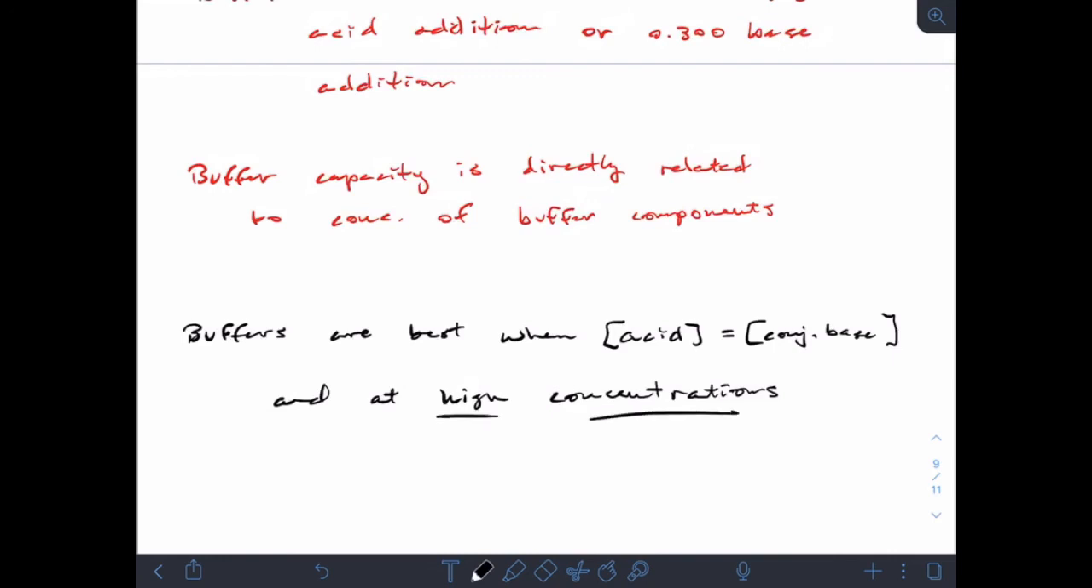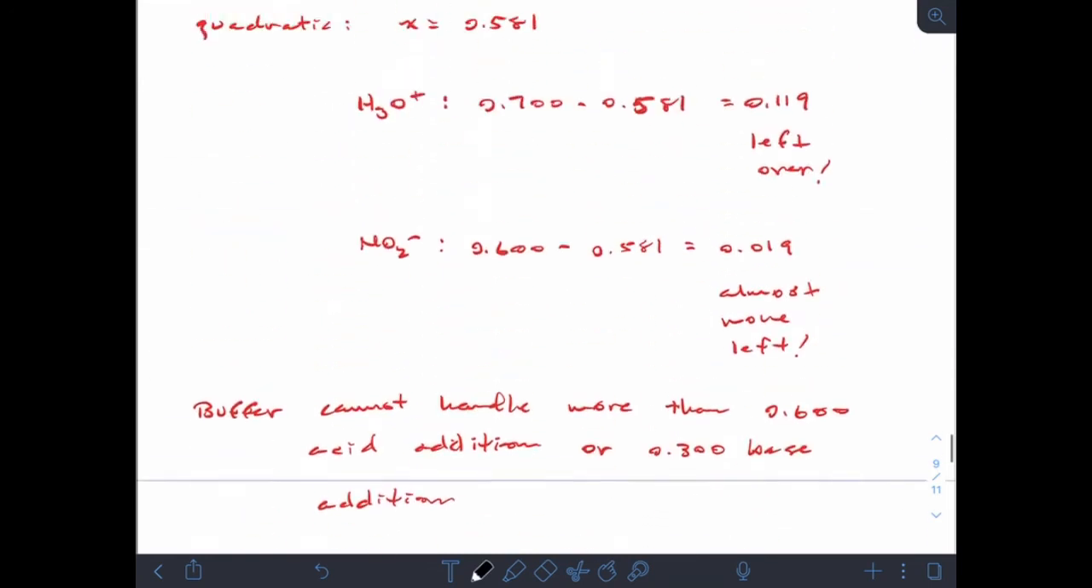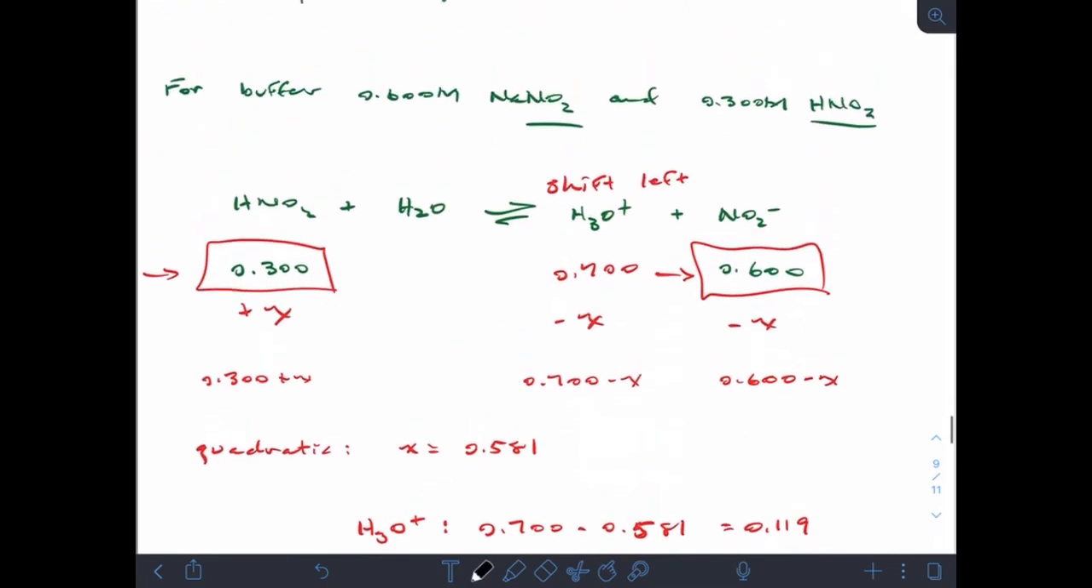This high concentration part is important. If the concentrations of the components of my buffer are low, they're not going to be able to handle the addition of very much acid or base and still maintain pH. But if the concentrations of the components are high, so for example in our worked out example here, if the concentrations of buffer components were 1 molar each, all of that acid would get neutralized and we would still resist the pH change.